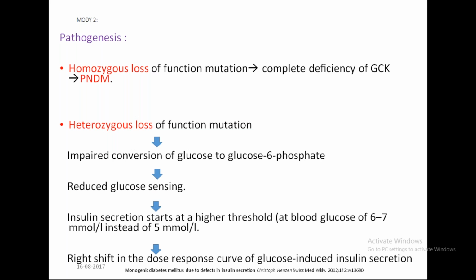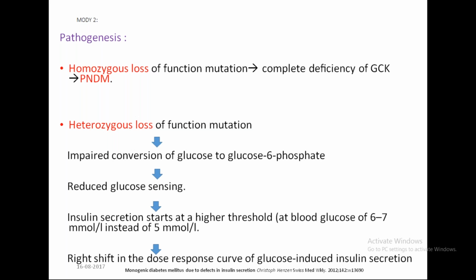Coming to MODY 2, there is homozygous loss of function mutation and complete deficiency of glucokinase. And if it is heterozygous loss, there is impaired conversion of glucose to glucose 6-phosphate and reduced glucose sensing, and insulin secretion starts at a higher threshold, at blood glucose levels of 6 to 7 instead of 5.